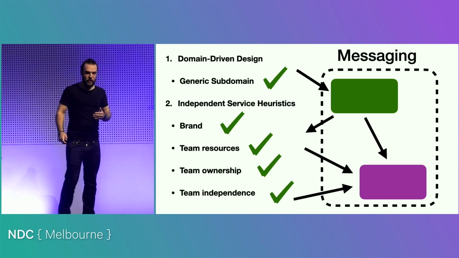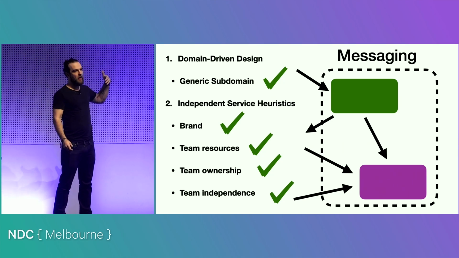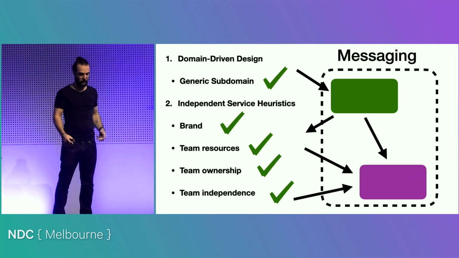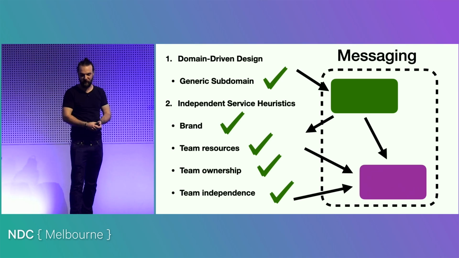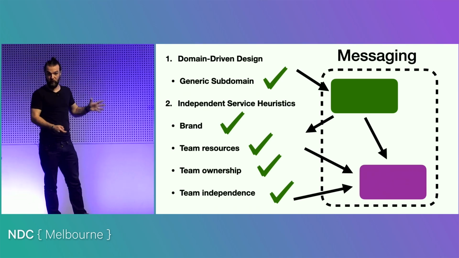So the astute among you may have noticed the last three there are all about the team. And that's maybe, this was written, or the writers of Independent Service Heuristics are the writers of a book called Team Topologies. But that aside, I don't think it's a coincidence that this all seems to be about the team.